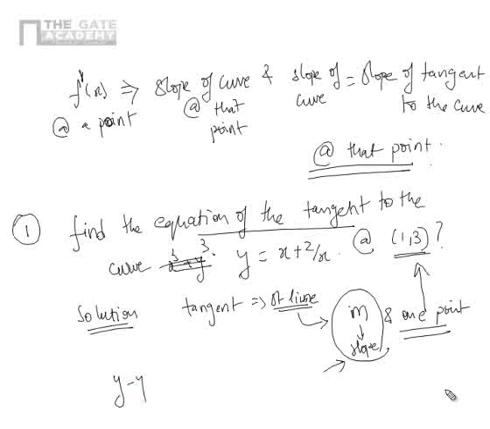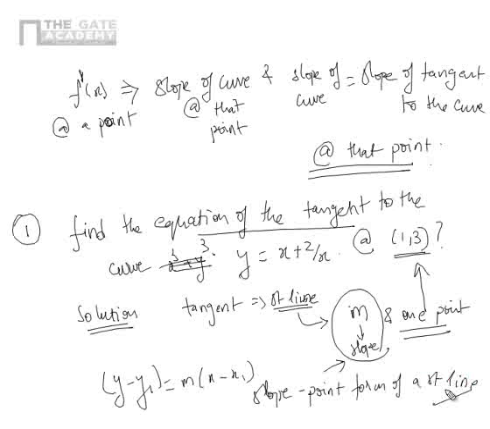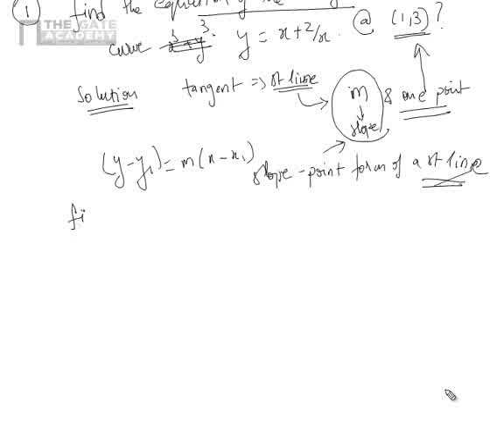What is the slope point form? y minus y1 is equal to m into x minus x1. This is called the slope point form of a straight line. This is the concept we are going to use. So now I have to find the slope. Ultimately the question boils down to finding the slope.